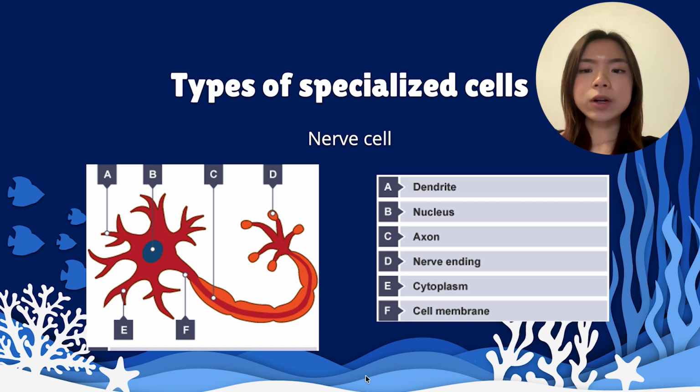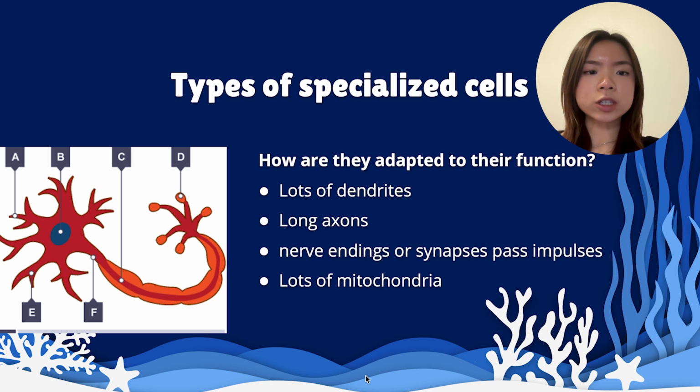So, how are nerve cells adapted to their function? Firstly, they have lots of dendrites to make connections to other cells. And they also have an axon, and this axon helps to carry the nerve impulse from one place to another. These axons are very long. For example, in blue whales, they can be up to 25 meters long.